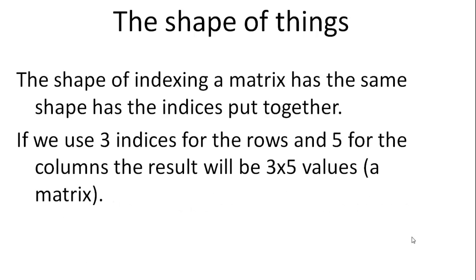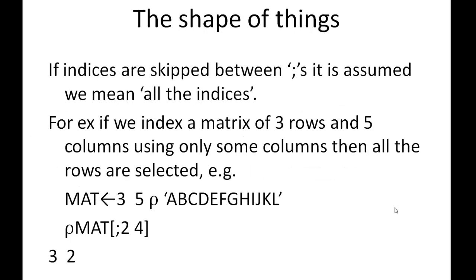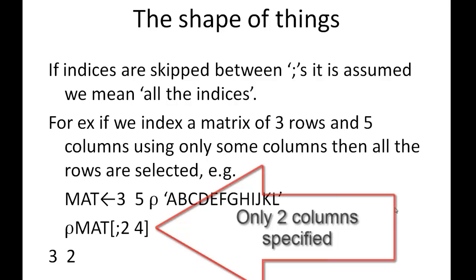The shape of indexing a matrix has the same shape as all the indices put together. For example, if we use 3 indices for the rows and 5 for the columns, we will end up with a 3 by 5 matrix. To index a matrix, you separate the indices with semicolons. If indices are skipped between semicolons, it is assumed that we mean all the indices. For example, if we index a matrix of 3 rows and 5 columns using only some columns, then all the rows are selected by default.